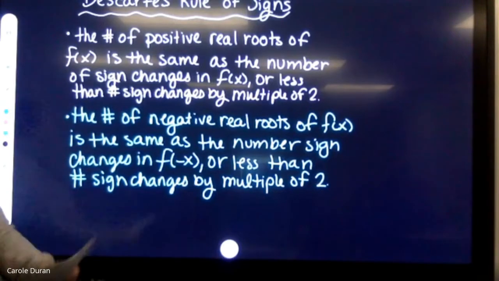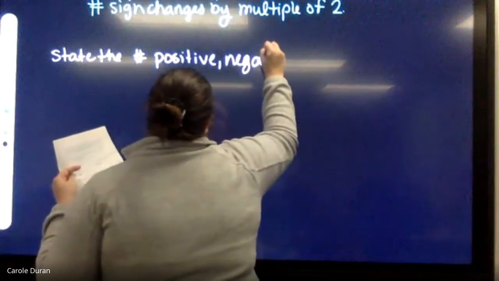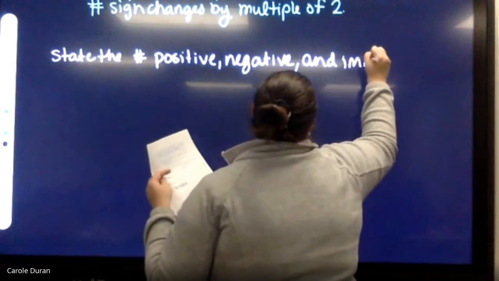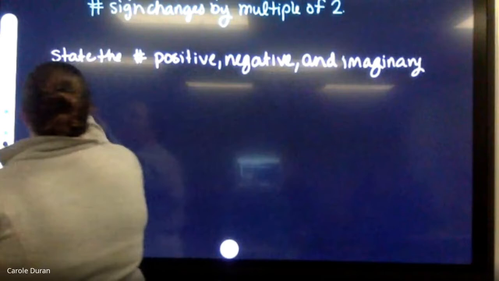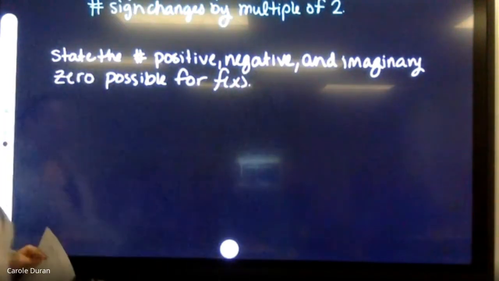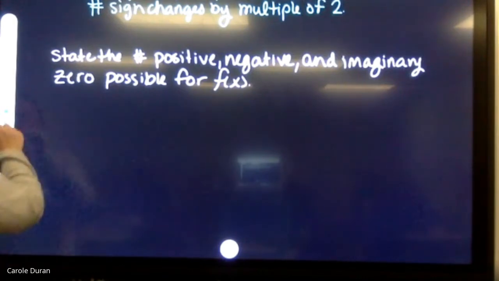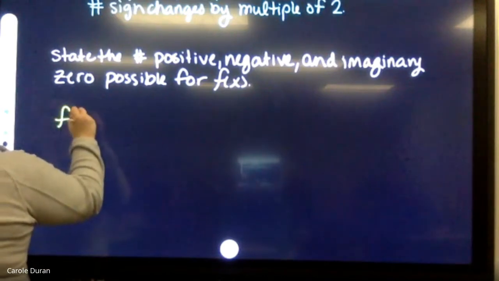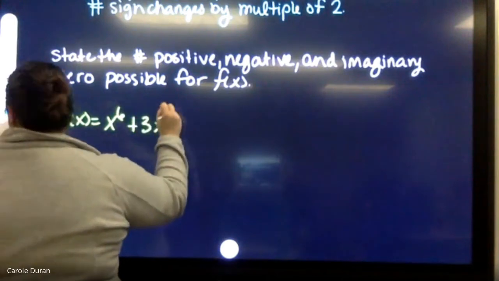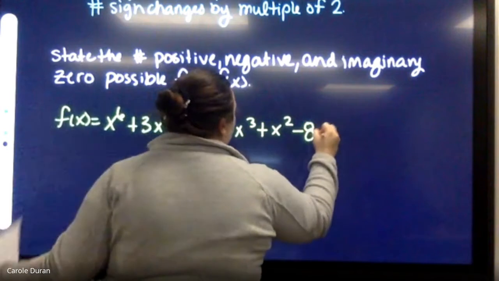Yes? Okay. So let's do some examples. I know we're super thrilled. First example is I would like to state the number of positive, negative, and imaginary zeros possible for the given polynomial. The first polynomial that I would like to look at is f of x equals x to the 6th plus 3x to the 5th minus 4x to the 4th minus 6x cubed plus x squared minus 8x plus 5.